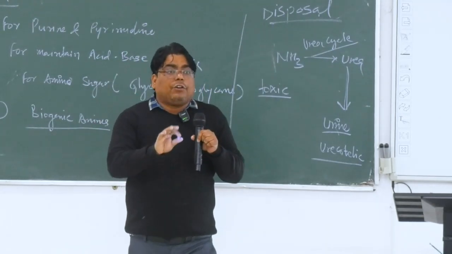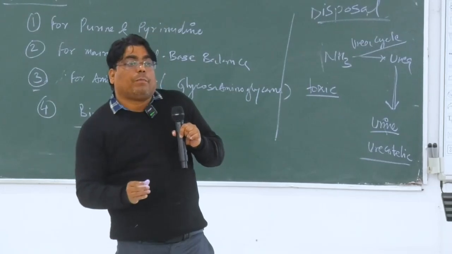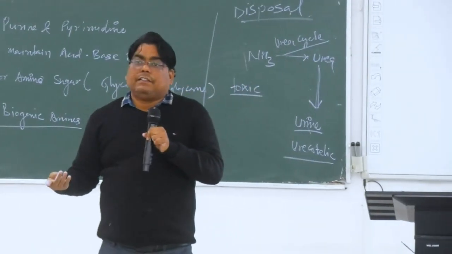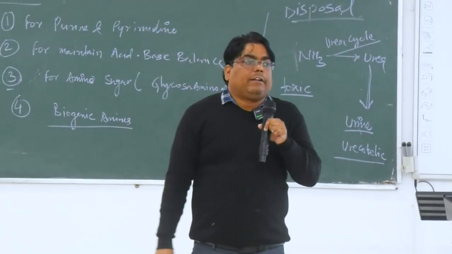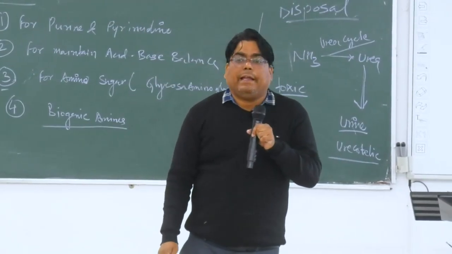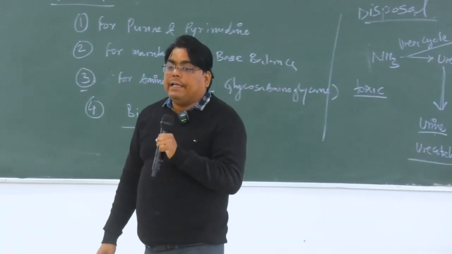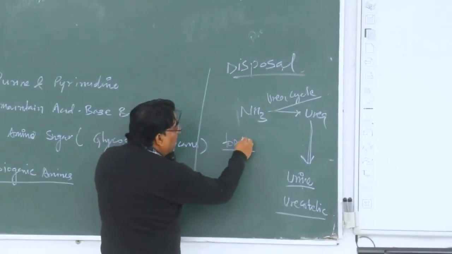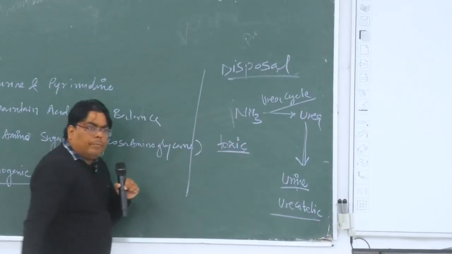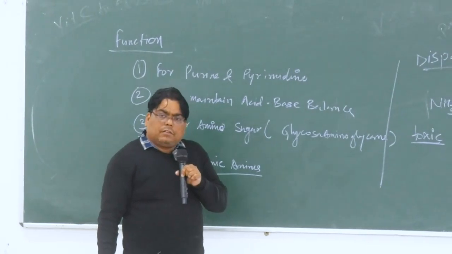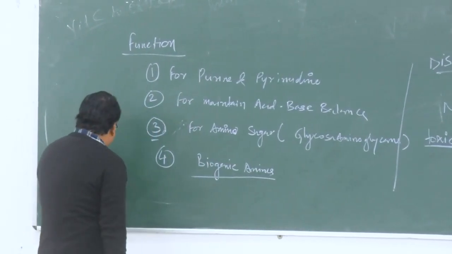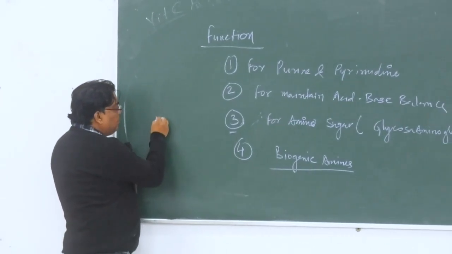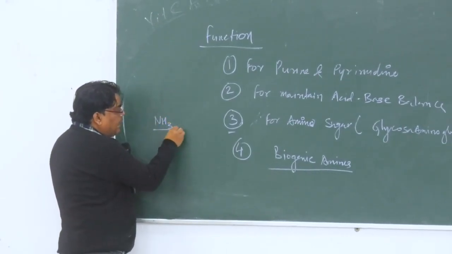The question comes in your university exam, about 4 marks, in justification. The question pattern is like justify it. One question comes: why is ammonia toxic for the brain? Why is it toxic for the brain? Please, can anybody tell the answer?